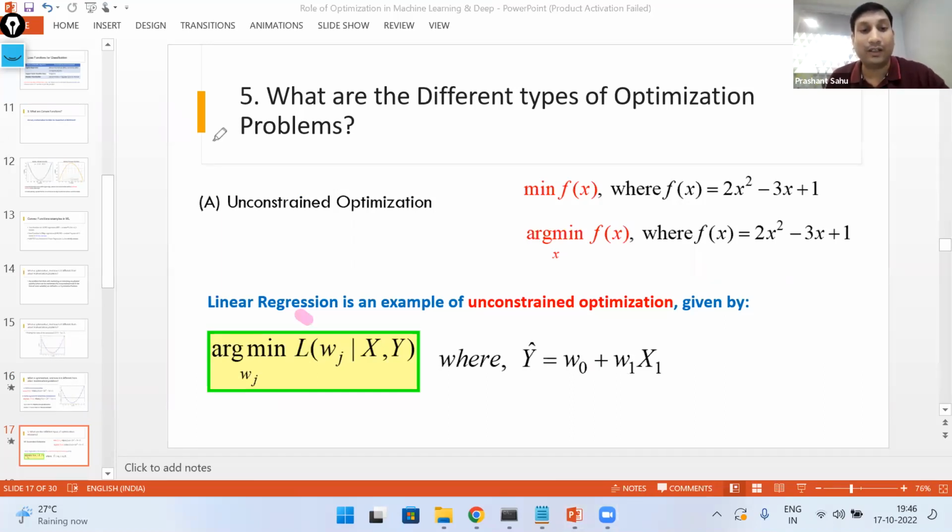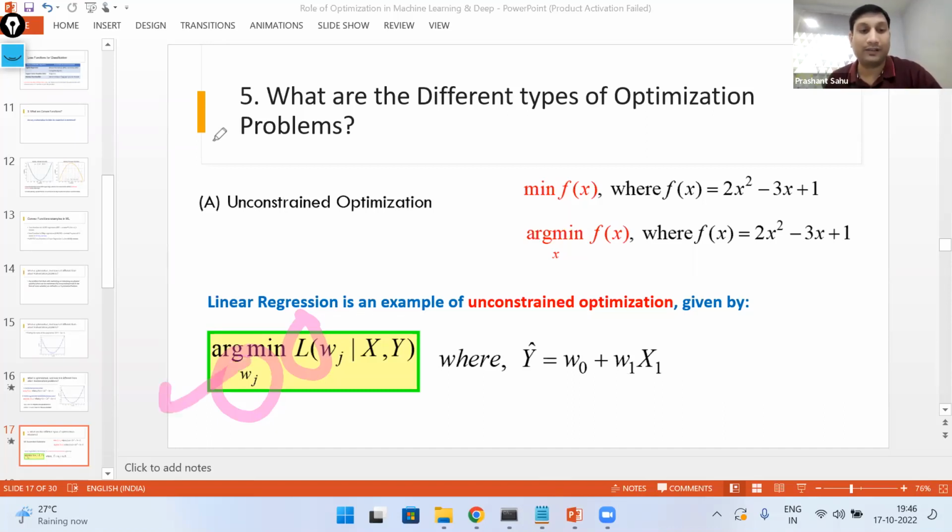This loss function is your mean square error loss function. So this loss function will be a function of your model coefficients, W. So we want to minimize this mean square error loss function with respect to which variables? Your variables are not X. Your variables are the model coefficients, those slopes and intercepts, right?